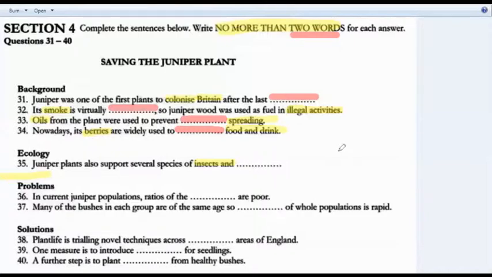And 35, juniper plants also support several species of insects and blank. So we will hear a plural noun. Okay, a plural noun. Insects and animals? Insects and flowers, perhaps? Some kind of living thing.